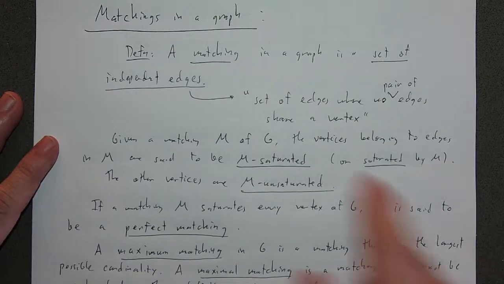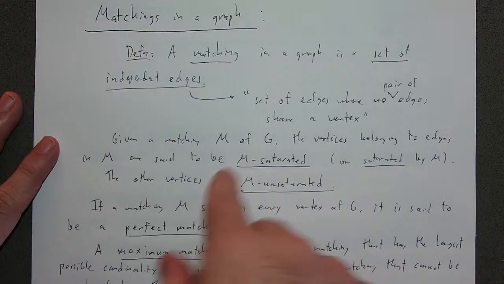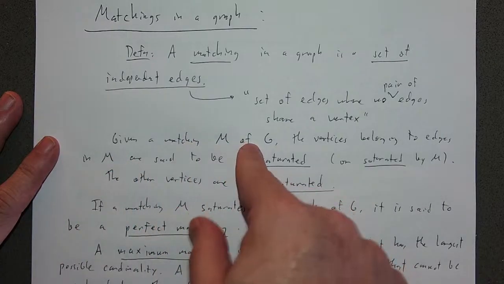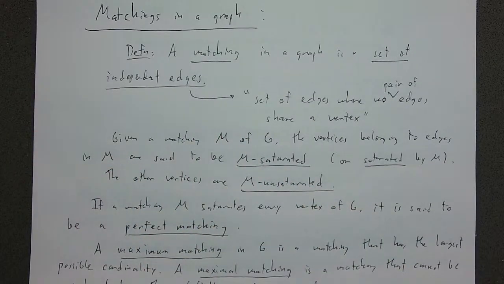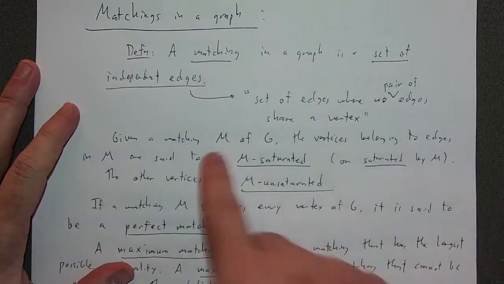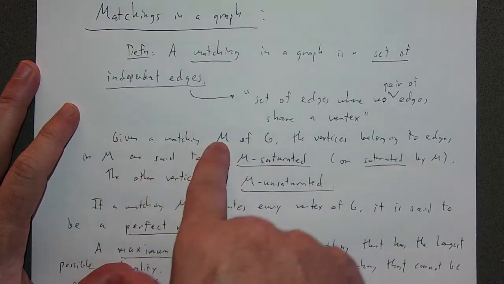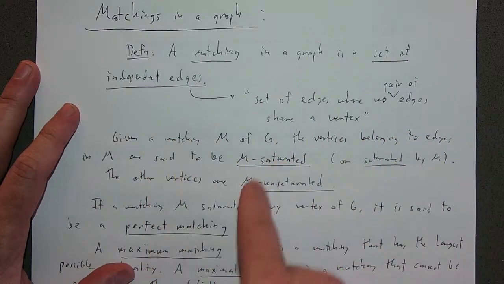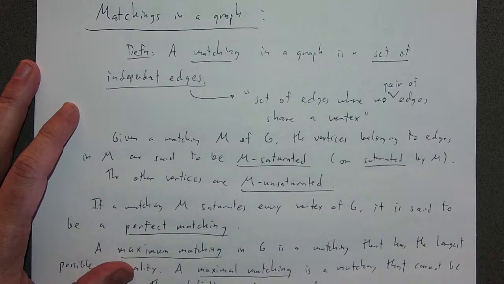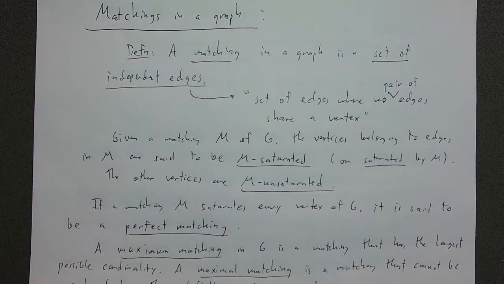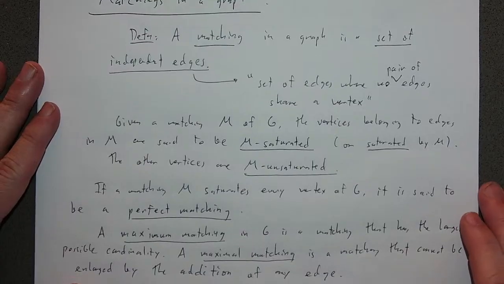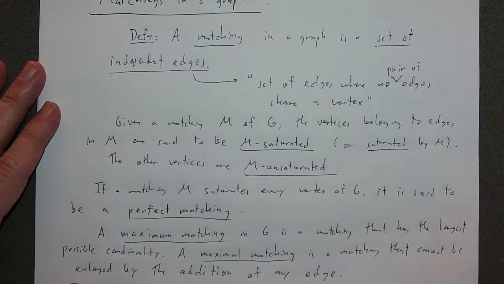Being M saturated is to belong to one of the edges in this edge set M. So if M is a matching, any of the vertices belonging to any of the edges in M are said to be saturated by M, or said to be M saturated. And then any vertices not belonging to that matching are said to be M unsaturated. And then if a matching saturates every vertex of the graph, it's said to be a perfect matching.